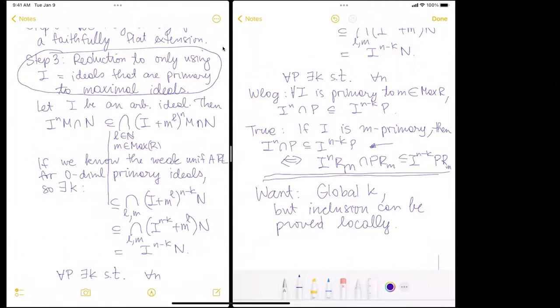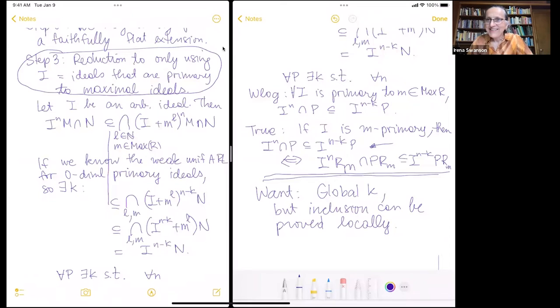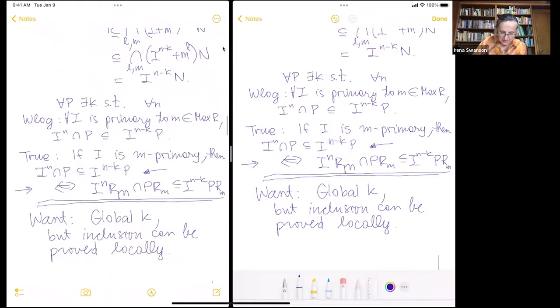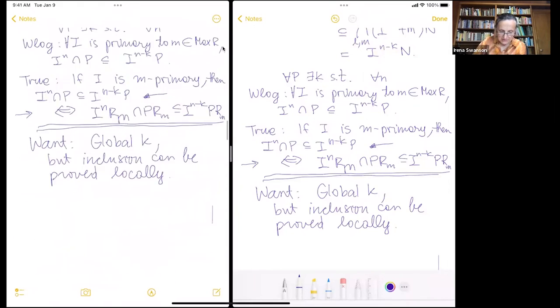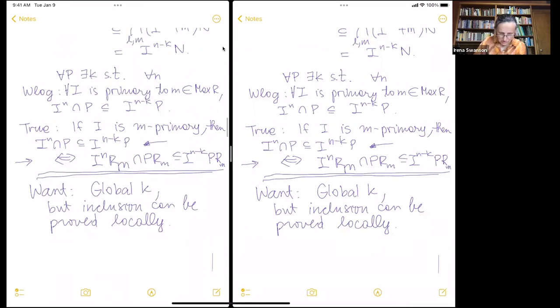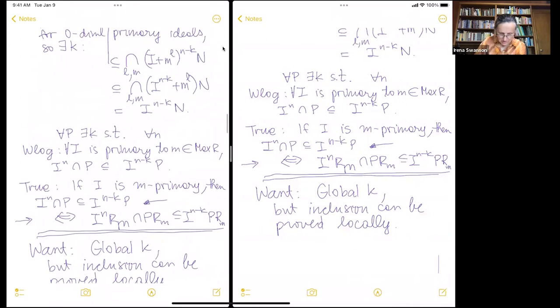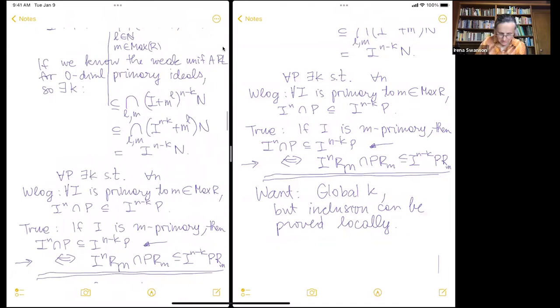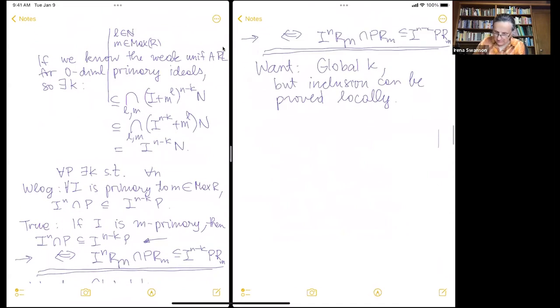Okay, now it might be true. Yeah, it's true. It better be true. Okay, so the important thing is we need a global K. We can't just first localize and find a K. We need a global K, and then we can localize to prove this inclusion here. And then another consequence of this.